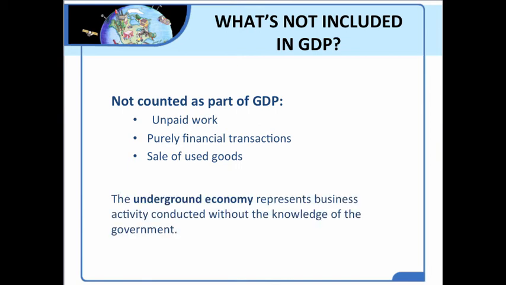And finally, production in the underground economy. That represents business activity conducted without the knowledge of the government, such as the sale of items by unlicensed street vendors, or when money is paid for services under the table but not reported on an income tax form, or barter exchanges of services, such as when an auto mechanic fixes a plumber's car in exchange for the plumber fixing his sink. That work is not reported to the government. Those are goods and services being produced, but they're not counted as part of our GDP.